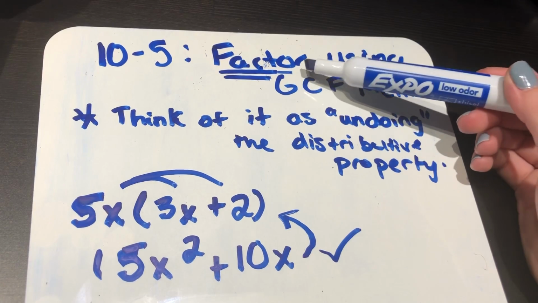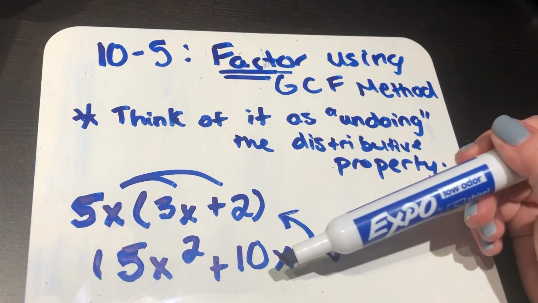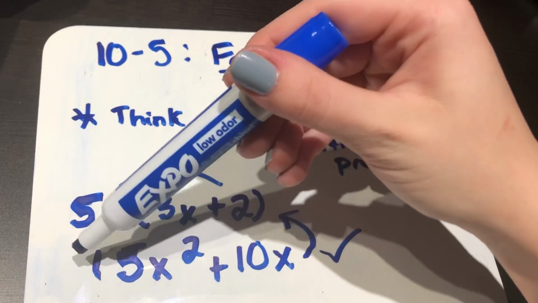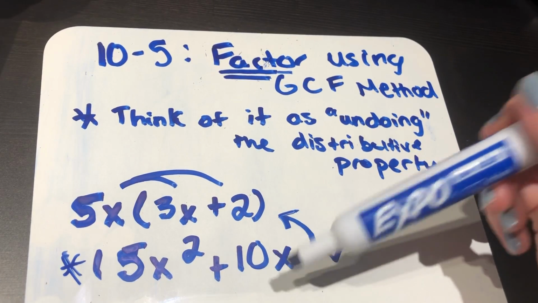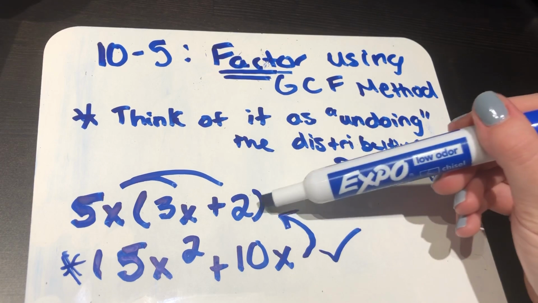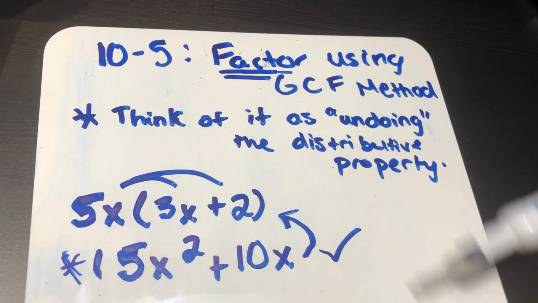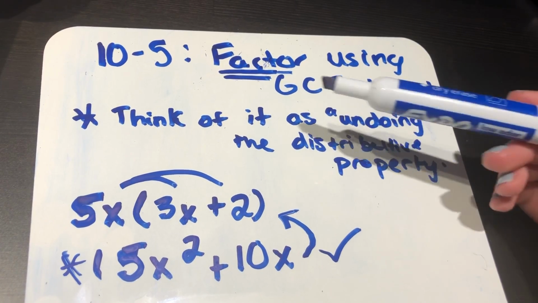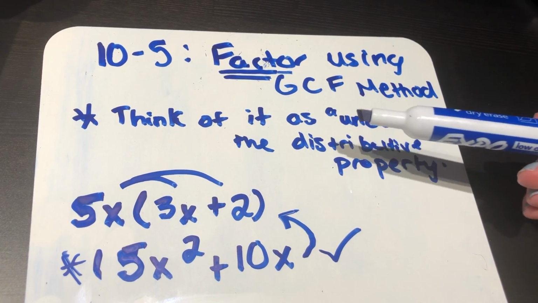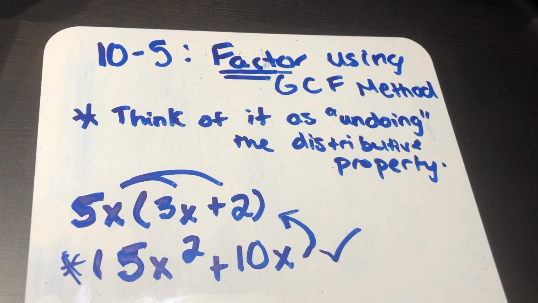Now, the new lesson, which is factoring, is going the opposite way. You're going to be given this one right here, and then you are going to have to turn it into this. It's going to look like this. So you're just going backwards. We're doing the exact same thing, we're just going backwards. And to do that, we need to find the GCF, the greatest common factor. I have an example here on another board.